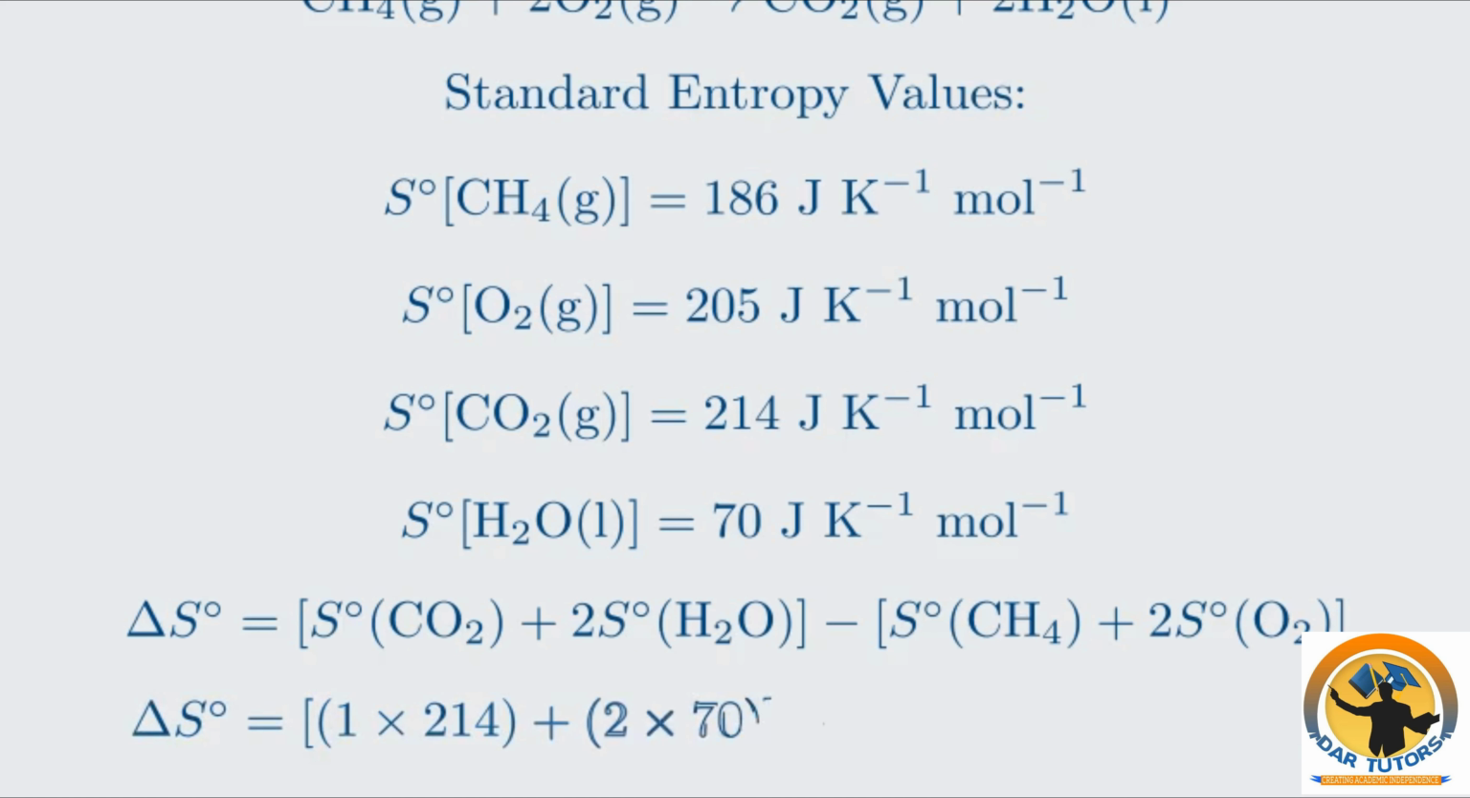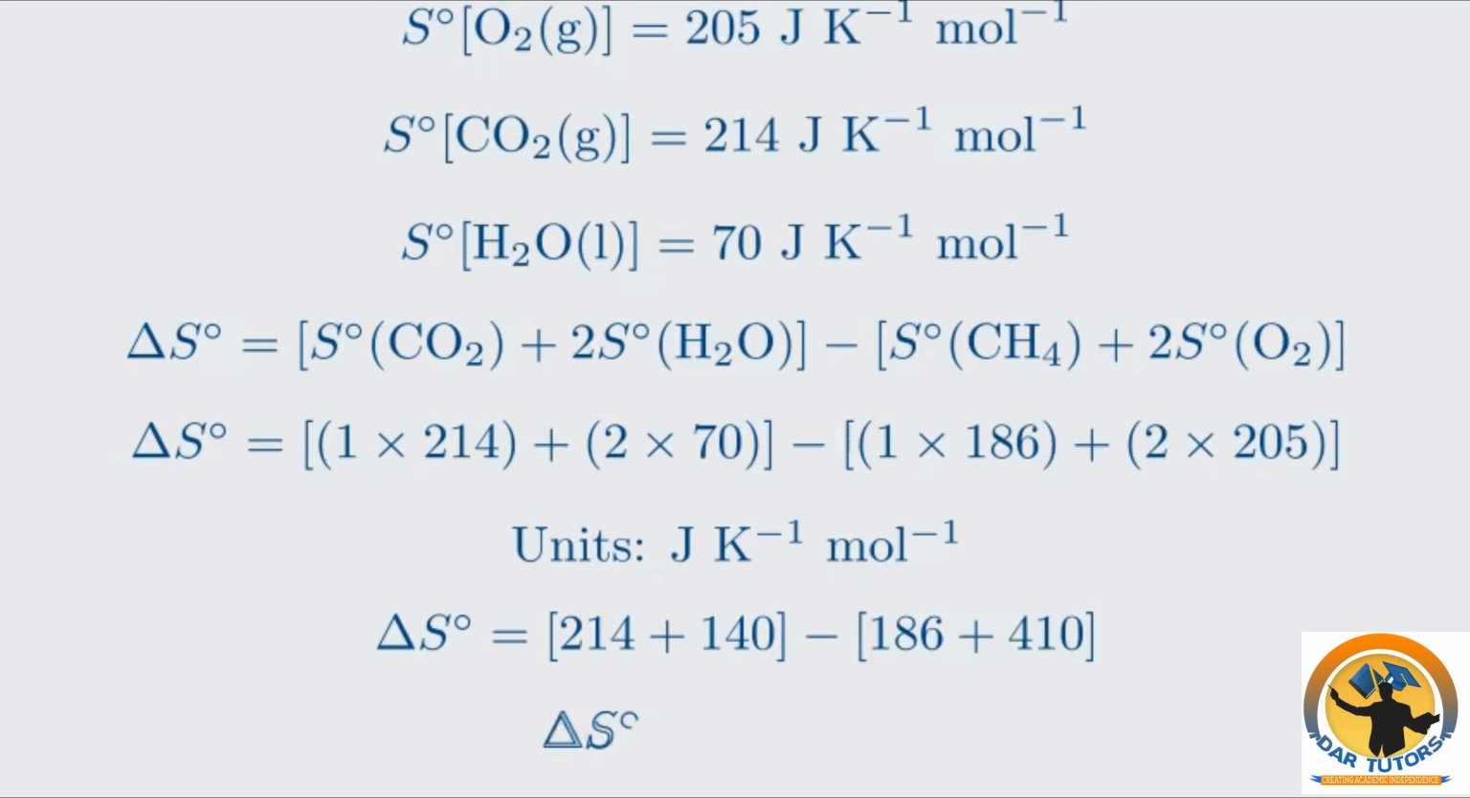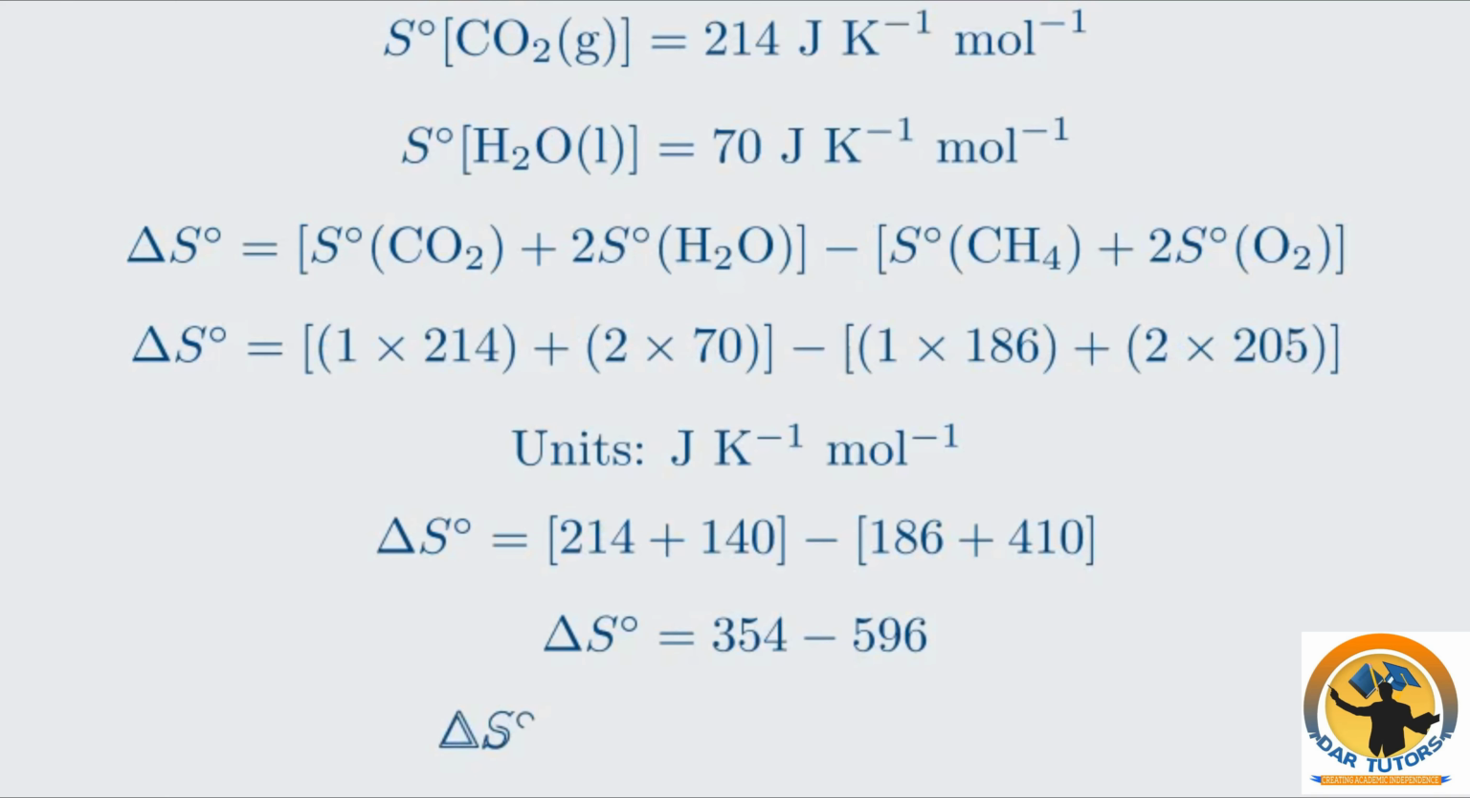Plugging in the values, we get this expression. Remember, all these units are J K⁻¹ mol⁻¹. Performing the arithmetic gives us a final value of negative 272 J K⁻¹ mol⁻¹. This negative sign aligns with our prediction. The reaction starts with 3 moles of gas and produces 1 mole of gas. A decrease in the number of gaseous moles typically leads to a decrease in entropy.